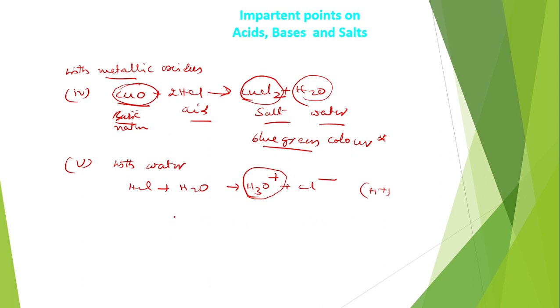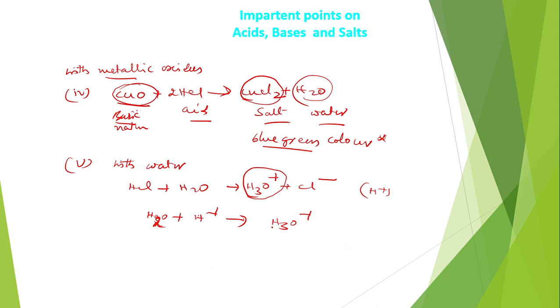How it has formed? How it has formed means H2O, water, plus H+ ion is equal to H3O+. This is hydronium ion.